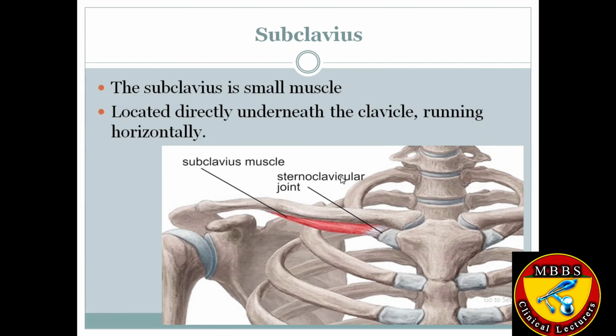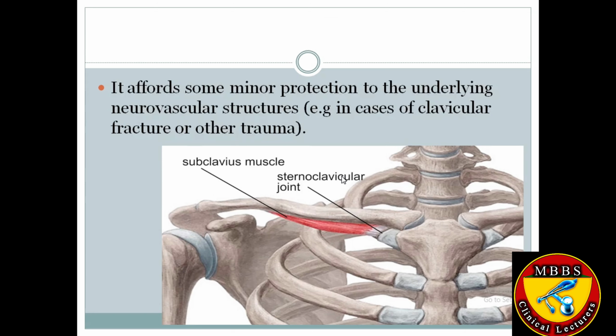Subclavius muscle. The subclavius is a small muscle. It is located directly underneath the clavicle, running horizontally. It affords some minor protection to the underlying neurovascular structures, for example in cases of clavicular fracture or other trauma.